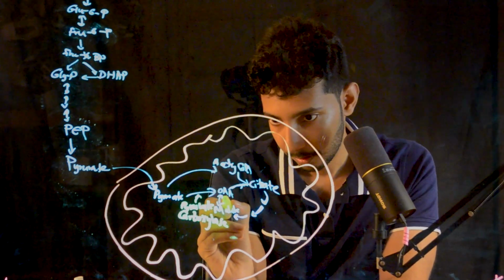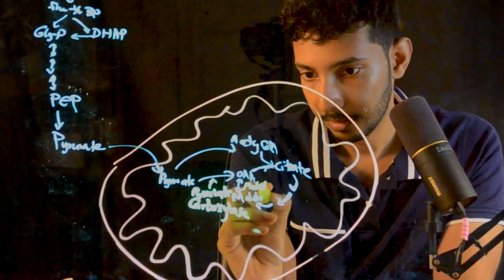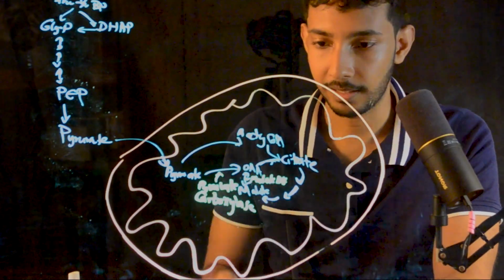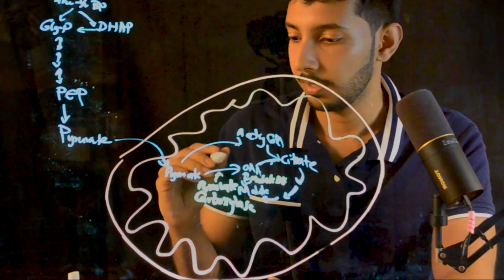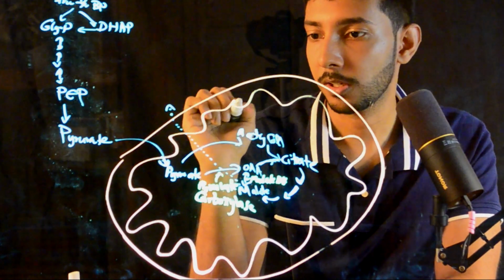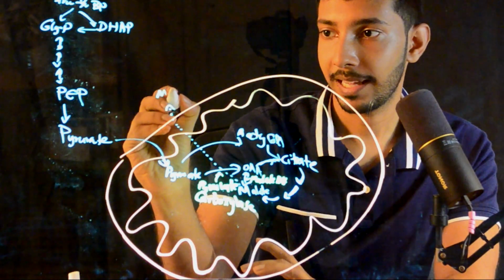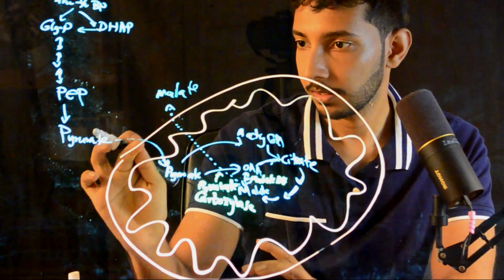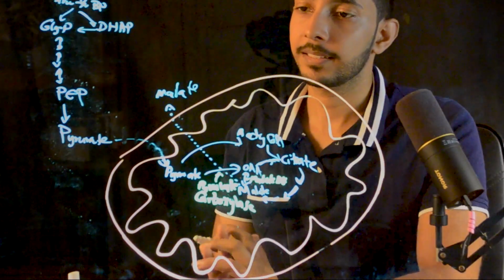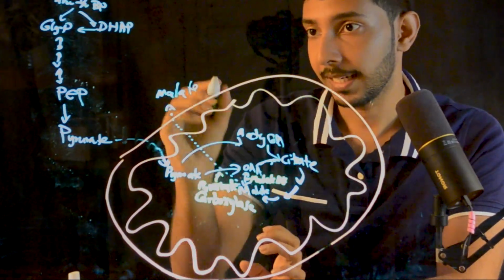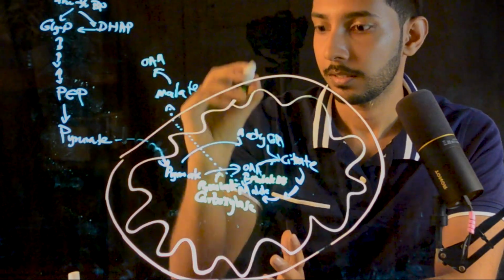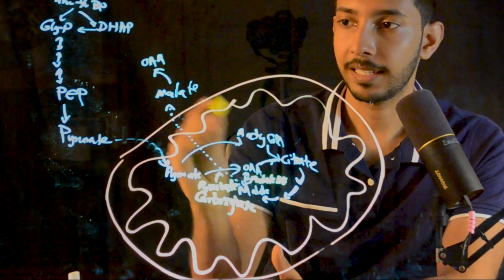This is done by malate dehydrogenase. I'm not sure if you can read that, but you get the gist of it. And then the malate can easily cross the mitochondrial membranes. You have malate here. Okay, we'll also make this a dashed line. And the malate has to be converted again into oxaloacetate, and this is done by the same enzyme, malate dehydrogenase.